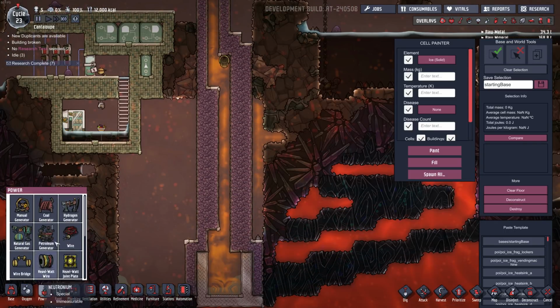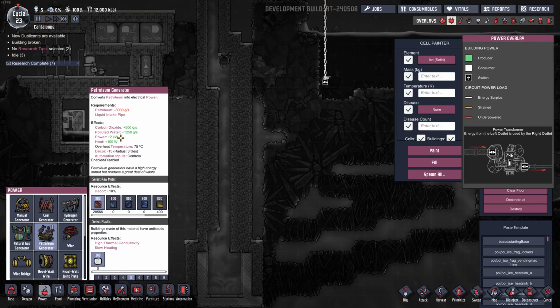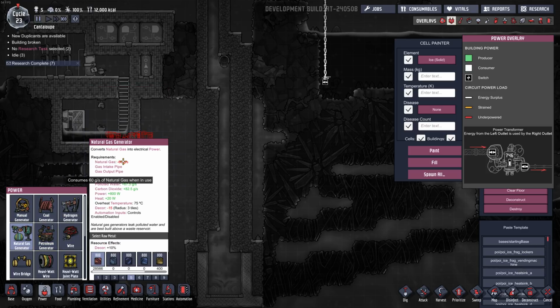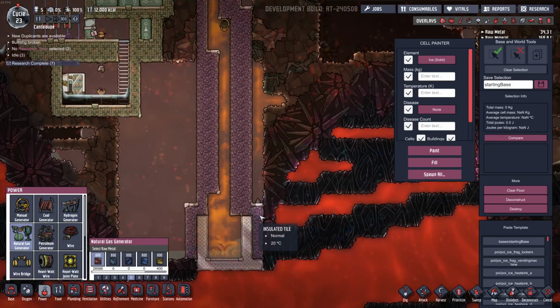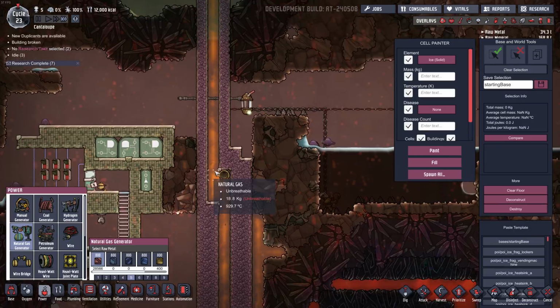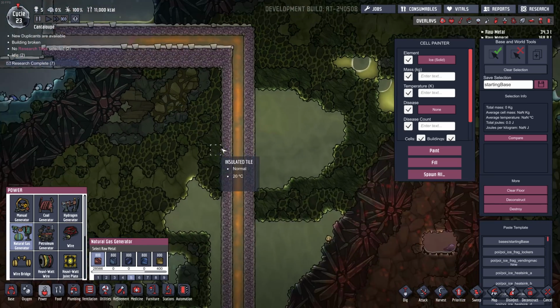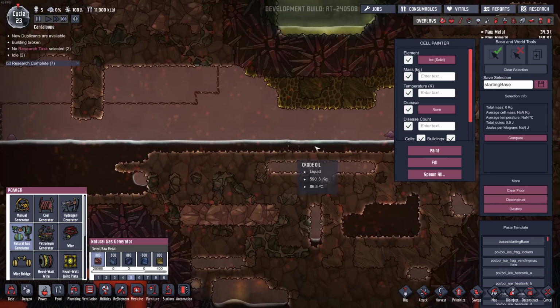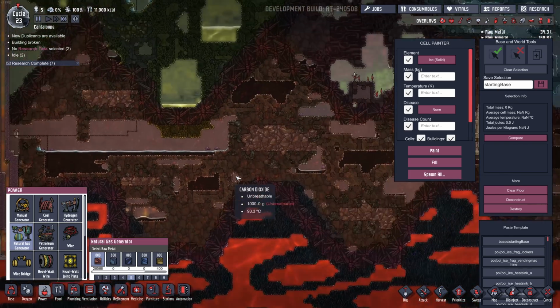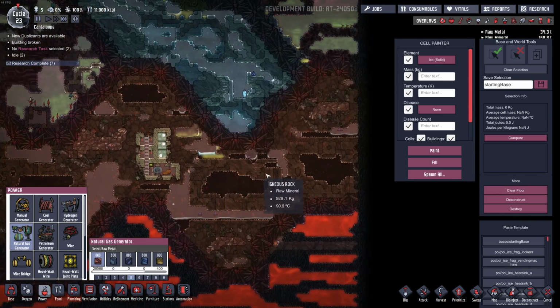Just as a quick comparison here, a petroleum generator takes 3,000 grams of petroleum, which is kind of the equivalent of 3,000 grams of natural gas, and you get 2,000 watts. But the natural gas generator, you only need 60 grams to make 800 watts. So it's a much better way to use your crude oil for energy. And it's essentially unlimited, because if you trap enough Slicksters and put them in a Slickster farm, you'll have oil forever. Plus you've got your oil wells that you can tap.